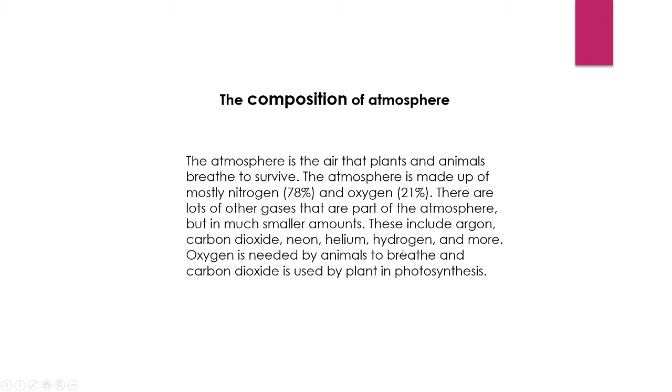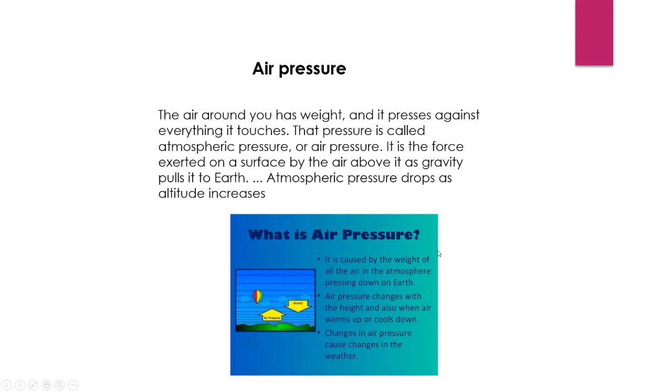Oxygen is needed by animals to breathe, and carbon dioxide is used by the plants in photosynthesis. So, our atmosphere is made up mainly of two gases, nitrogen 78% and oxygen 21%. Oxygen is needed by all the animals and humans to breathe, while carbon dioxide is needed by the plants for photosynthesis.